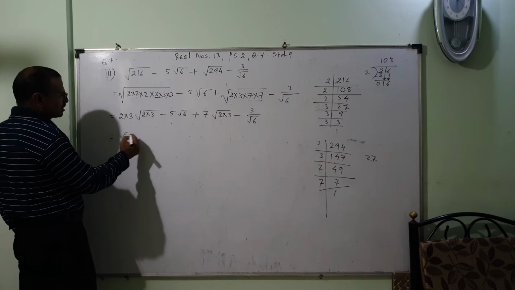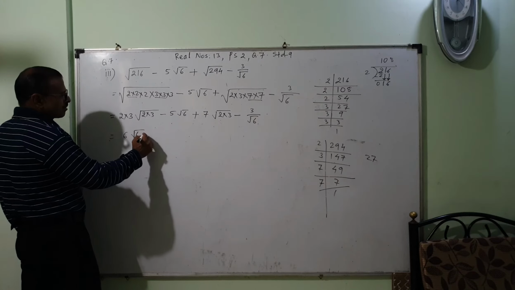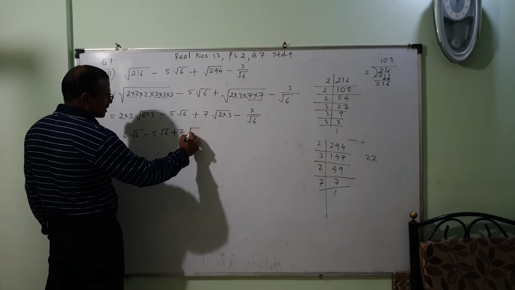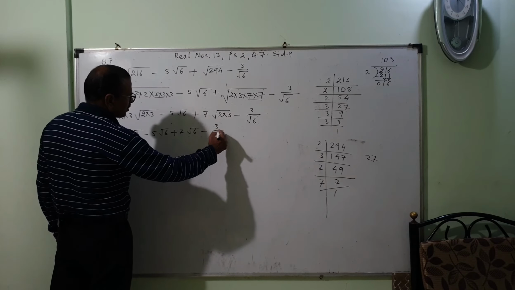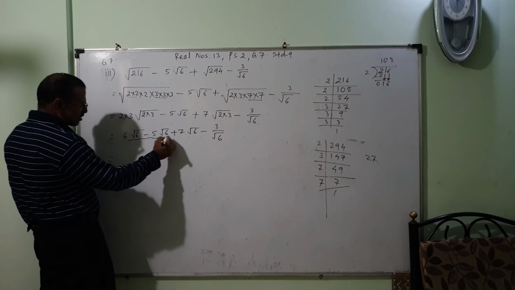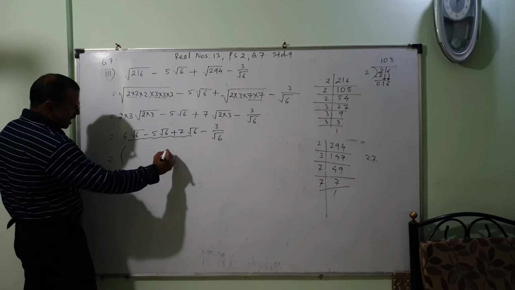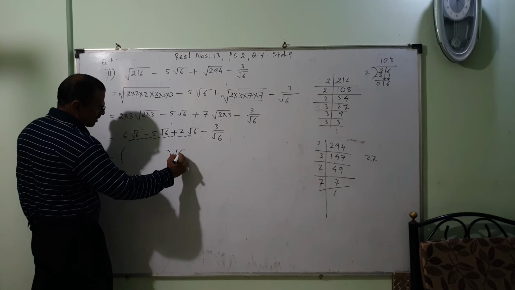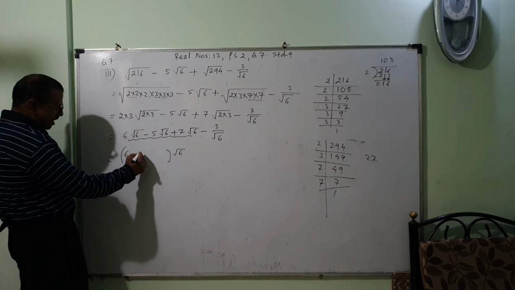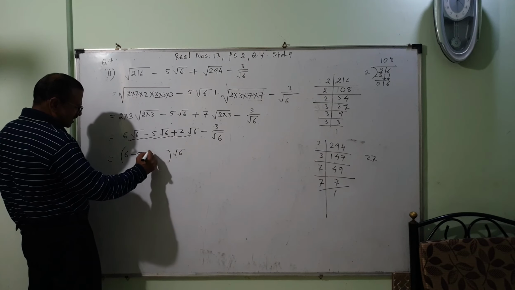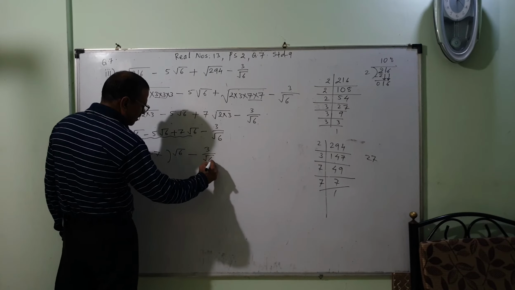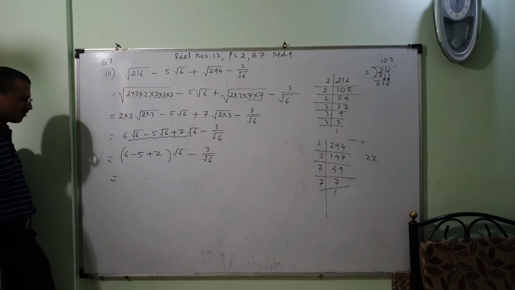So that is equal to 6 root 6 minus 5 root 6 plus 7 root 6 minus 3 upon root 6. So this has root 6 as common. So I will write this root 6 common outside. What is remaining here? 6. Then it is minus 5. Then it is plus 7. And minus 3 upon root 6. So that is equal to.